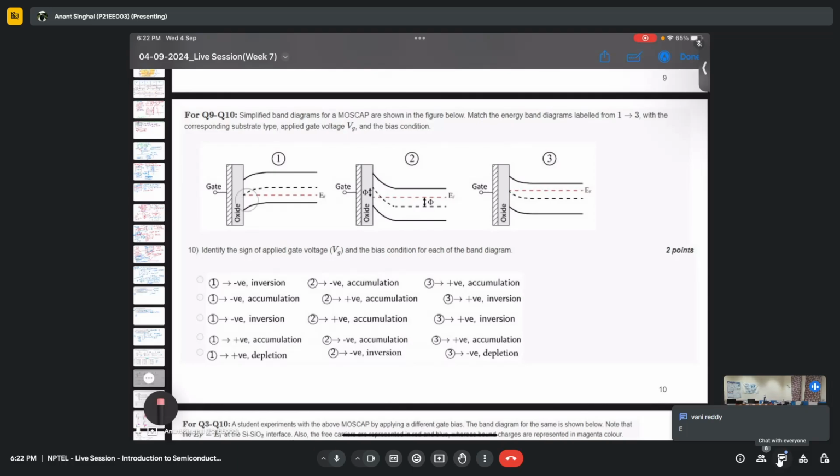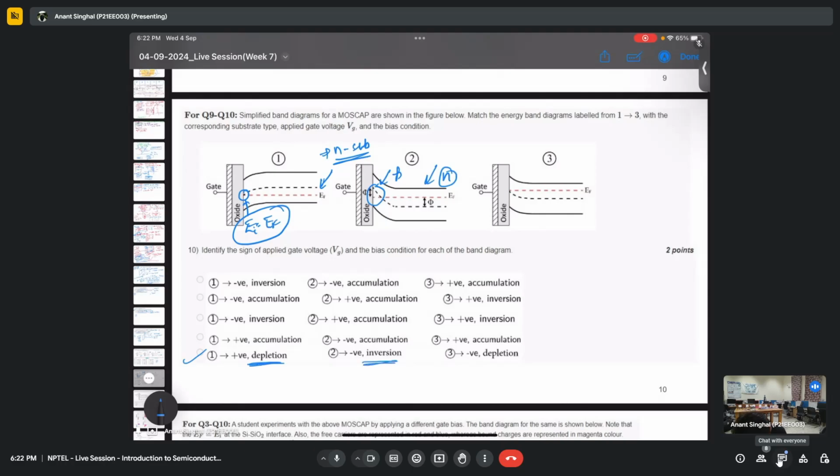You can see what is happening for the first case. This is N substrate, so we have a PMOS. At the interface, EI is becoming EF, that is, it is going into depletion. From this only we can say E is correct, but we can see for more options. At second, this is N type, and at the interface it is becoming P type, so we have an inversion. And again, depletion is happening for the third. So option E is the correct answer. Shall we move ahead?